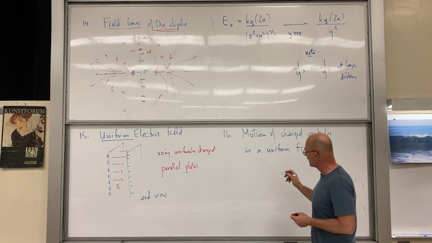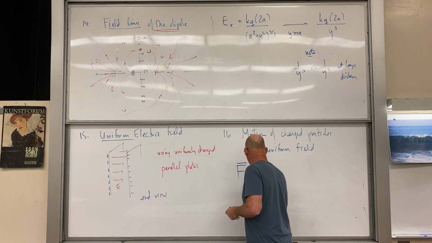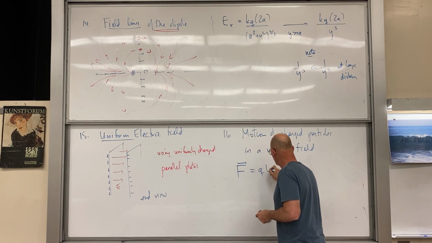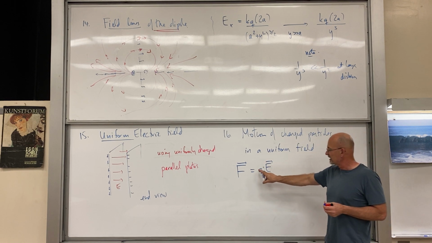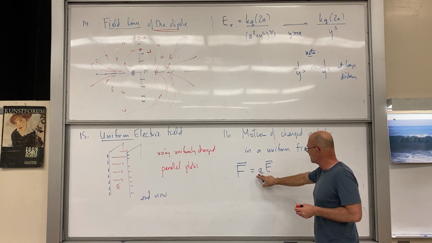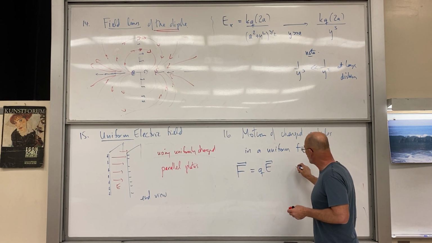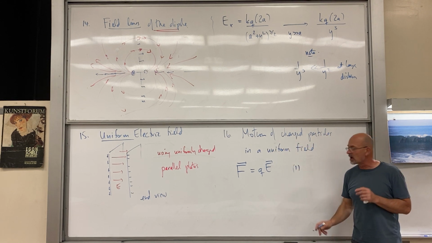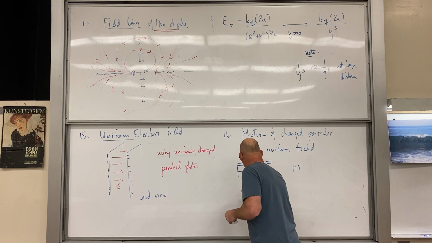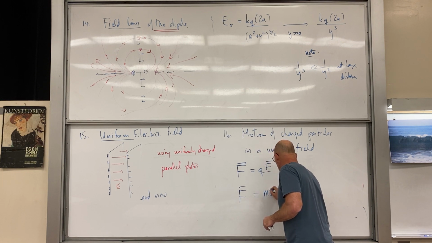So here's the thing. We're going to have F, and it's going to be a vector, equal to qE, where we obtain this field somehow. Okay, charge particle charge Q. So this is our one equation, but if we're talking about the motion of a particle, we need Newton's law. So our second equation is force equals mass times acceleration.